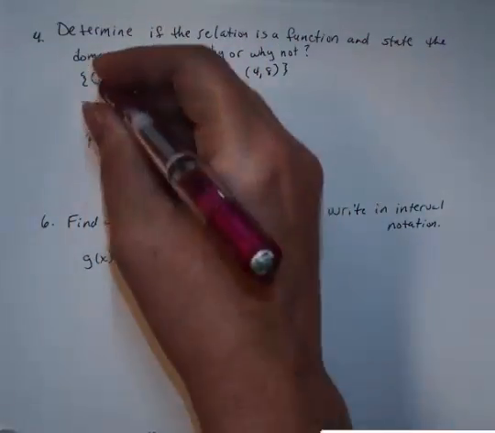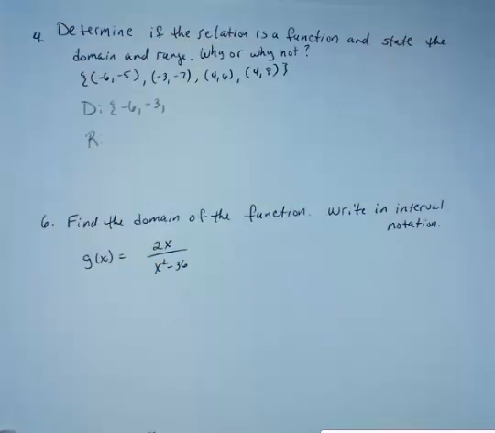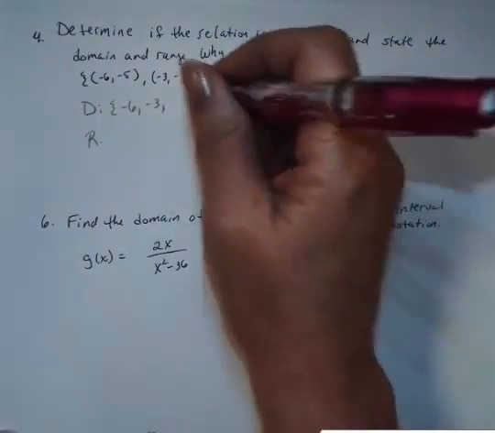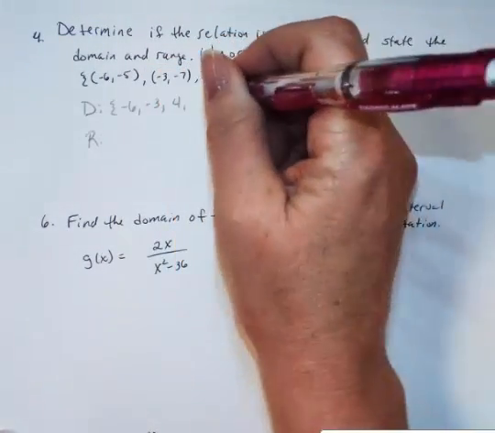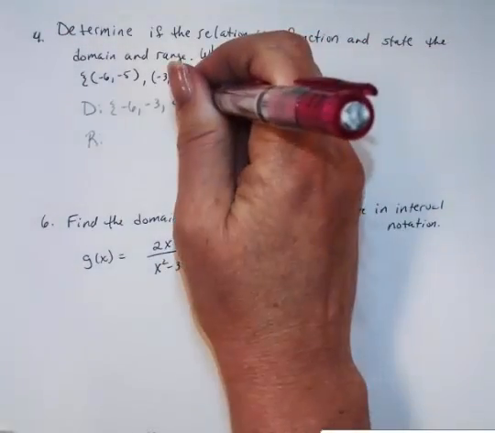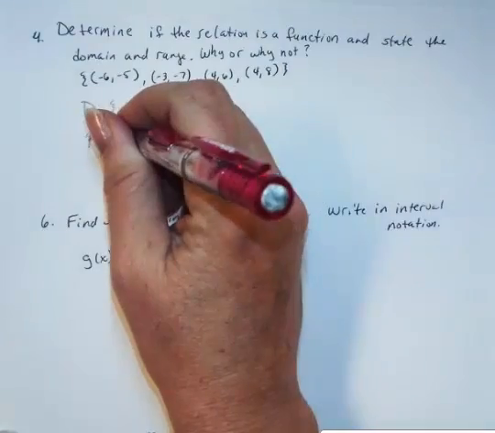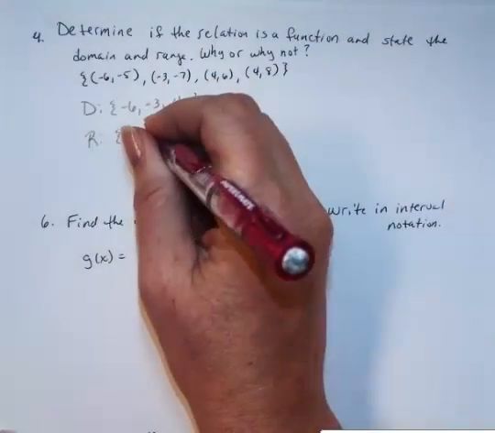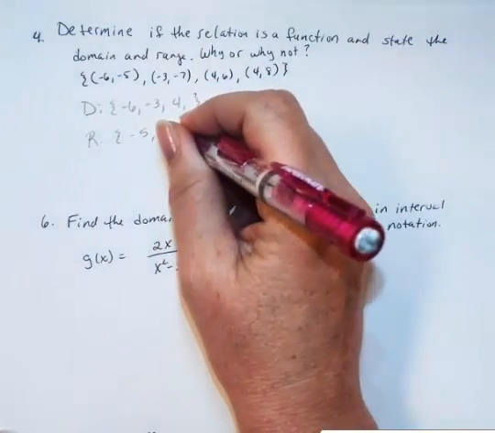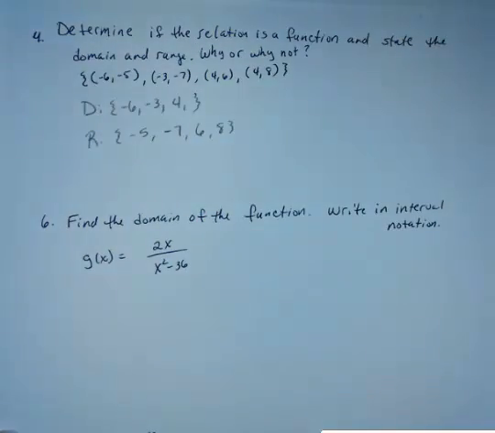So our x values are going to be -6, -3, 4, and we see that our 4 value repeats. We don't write it the second time. Now, the range is going to be our y values. So we've got -5, -7, 6, and 8.